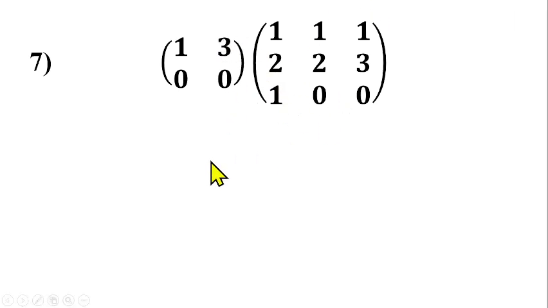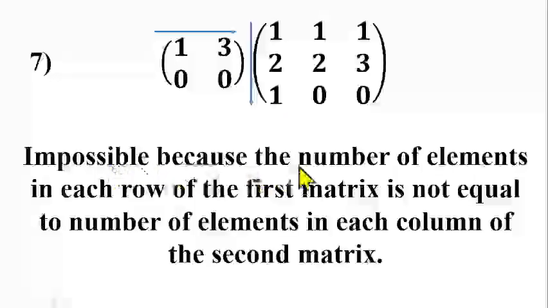No. The answer is no, they can't multiply each other, because this row has 2 elements, this column has 3 elements. So each column here has 3 elements, but each row here has 2 elements, so that means they cannot multiply. So the row multiplying the column is impossible, because the number of elements in each row of the first matrix is not equal to the number of elements in each column of the second matrix.